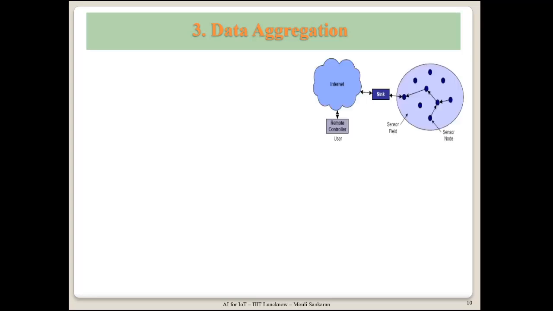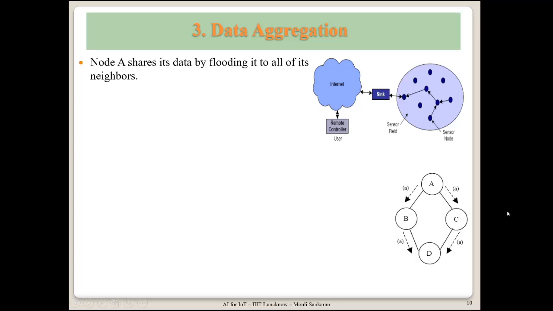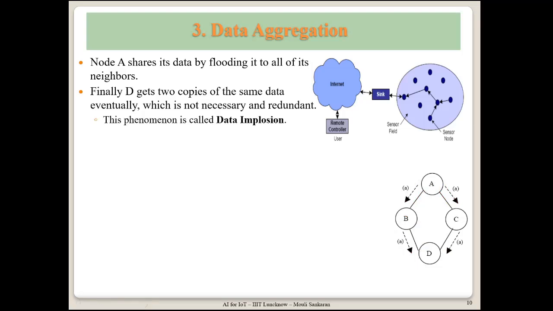Now, that's what I mentioned. Data aggregation is another characteristic of this WSN. This is a good example of all the nodes communicating to the sink, and then the sink communicating back to the controller. Now, if a node A shares some information, as I said, it is flooding. That means every node needs to communicate all the data that it receives from nearby nodes, as well as its own data, to all the neighbors. If it does, the same data coming through different paths will reach D. So it's a duplication of data, which is called data implosion.